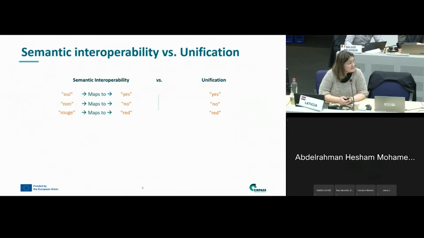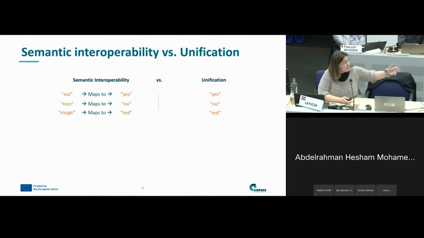So let's compare semantic interoperability versus unification. When I have semantic interoperability, I can map from one, for example, language to another, versus if I go towards the unification approach, we all have to agree on the same language. But this is a little bit misleading, my example, because you would think that this is just a translation service, which is not at all what I'm talking about here.